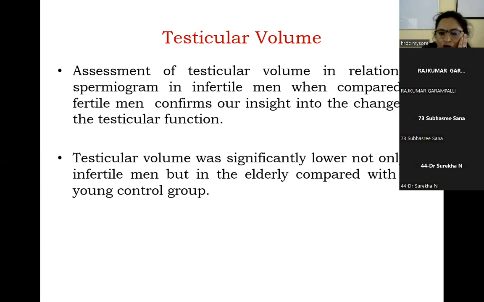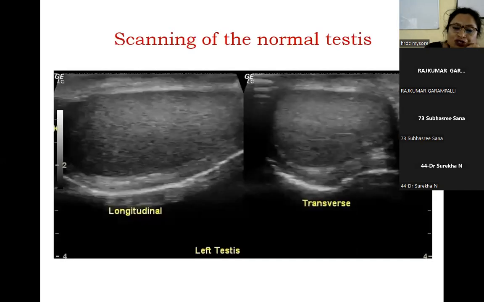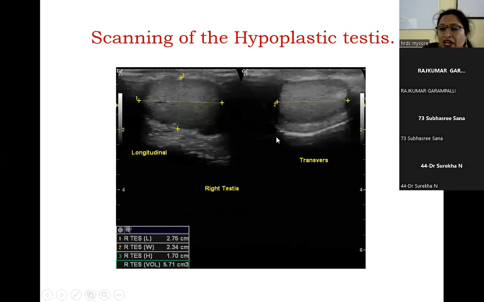to confirm the infertile condition in comparison with the fertile or normal individual, to check whether there is any variation. Testicular volume was significantly lower, not only in infertile men, but also in elderly, aged people. We can see there is a regression in the size of the testes. Also in infertile individuals, there is a degeneration or regression in the size of the testis when compared to a normal individual. This is a scan of a normal testis, and this is a hypoplastic one. Hypoplastic means there is a reduction in the size of the testis. We could identify this in infertile individuals, and also in the aged. If they are 60 years, 70 years, then gradually the size of the testis is reduced. That is called a hypoplastic testis.